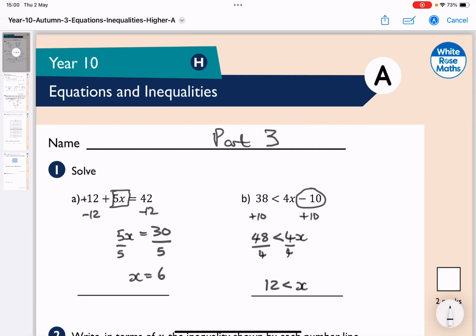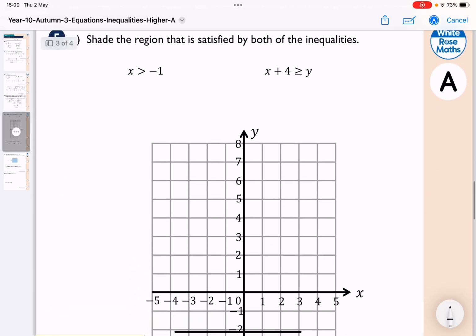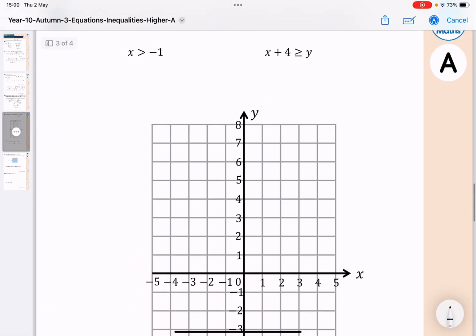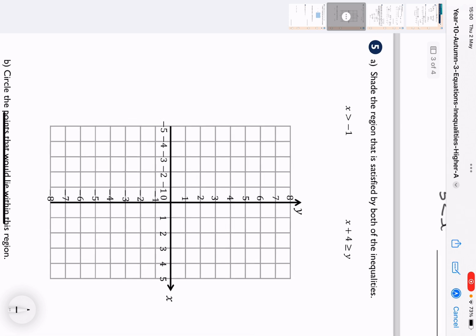Okay, Year 10 Higher Equations and Inequalities Part 3. Let's go down to this question. I'll turn it around this way. What I've got is, shade the region that is satisfied by both of the inequalities. The first thing that I would be looking at is to draw the lines.